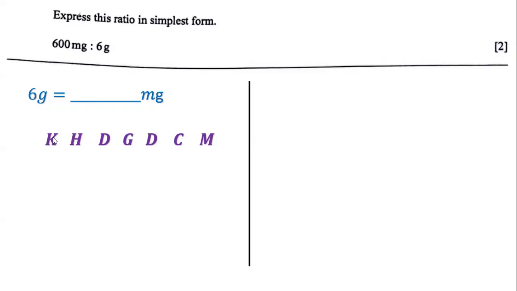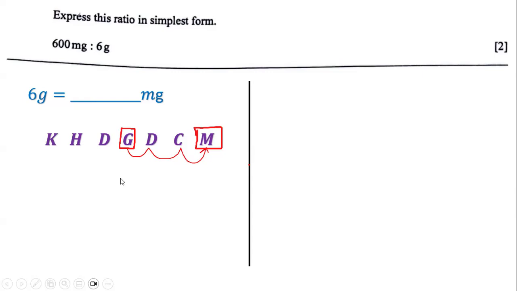The G is for grams. The M is for milligrams. So my question is, how many times am I going to move over to the M? 3 times. So it's going to be 1, 2, and 3.